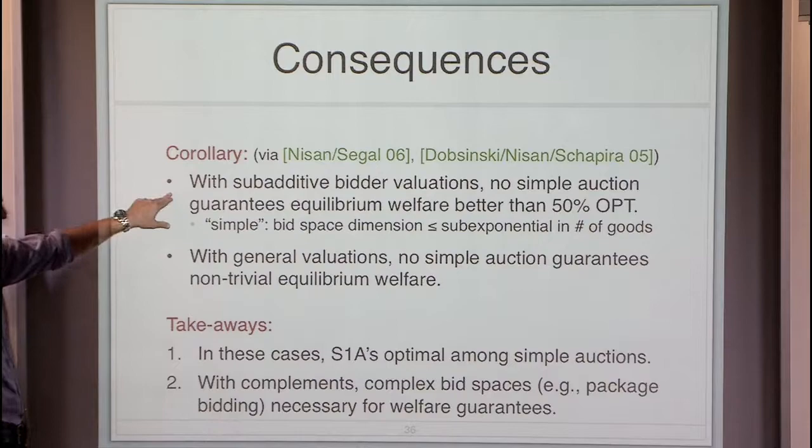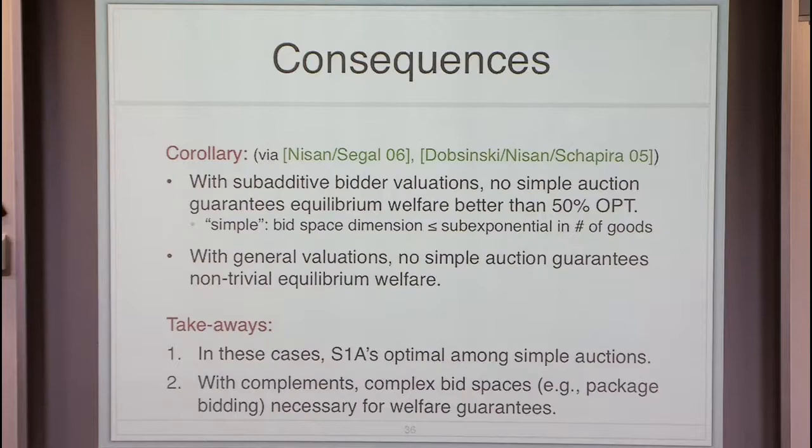If you look at general valuations, then it's known that the welfare maximization problem is totally intractable. You can't even get a 1% approximation. So applying the theorem on the previous slide says that every single simple mechanism, meaning basically not direct revelation, has terrible welfare at a worst case equilibrium.